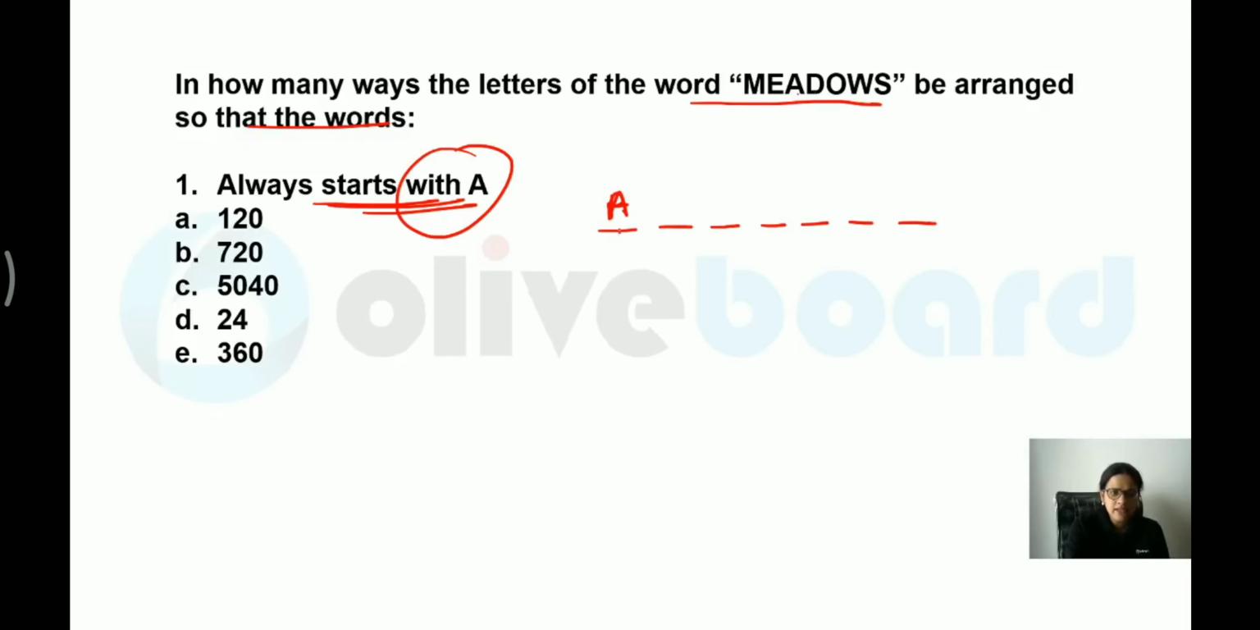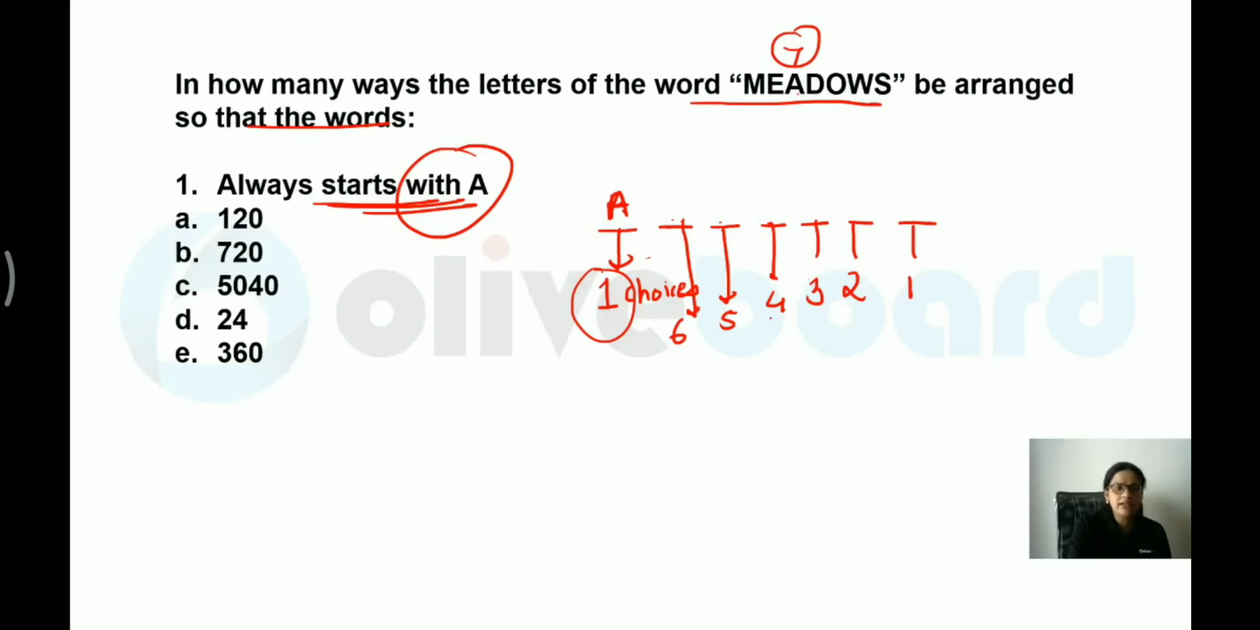Now A means how many choices I have? I have only one choice. I am writing how many choices, and those choices you have to multiply. Are you getting it? Only one choice I have. Here I can write any letter. Now out of 7 letters over here, I have already written one letter. So how many would be remaining? 6. How many choices for this? 5. This is 4, 3, 2 and 1. So if you are calculating this value, total you have to multiply. So answer would be 6 factorial over here.